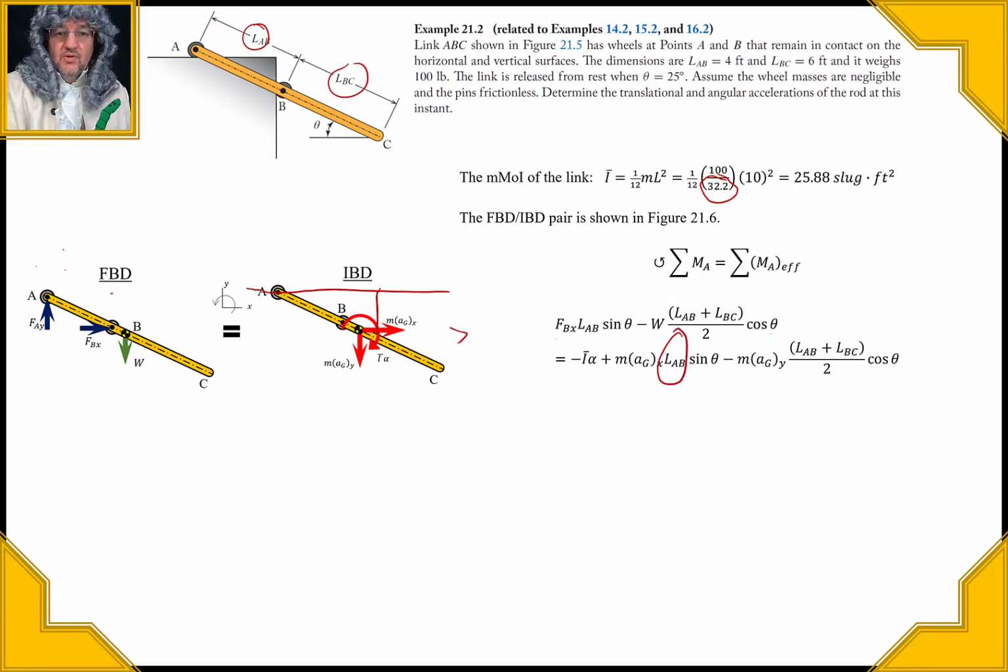Now I have this one correct, where I have the mass times the acceleration in the y direction right there, and it's going to be times that entire length, the LAB plus LBC divided by 2, and then times the cosine of that angle right there, and that's going to give me this distance right here, right? And that's okay. So let's keep going.